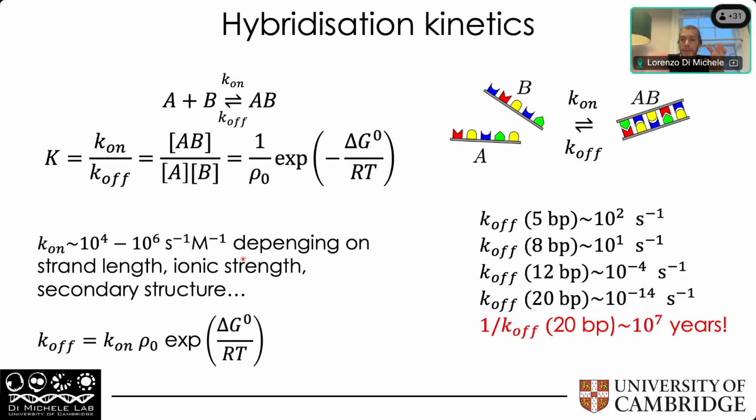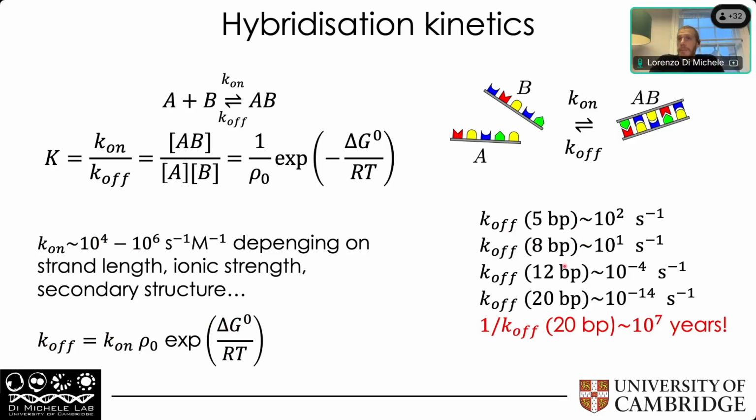It can change quite a bit if your DNA has a strong secondary structure, so it binds to itself. But unless you have very pathological cases, it's always between 10 to the 4 to 10 to the 6. If you now use this expression up here to then express K off as a function of K on, that once again is almost always the same number, then you get this exponential dependence on free energy. And that's very interesting because it means that you can change this off rate massively by changing the free energy and therefore by changing the length of your DNA.